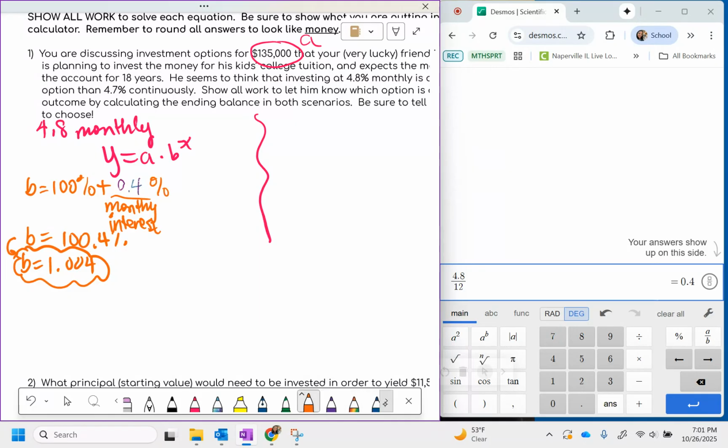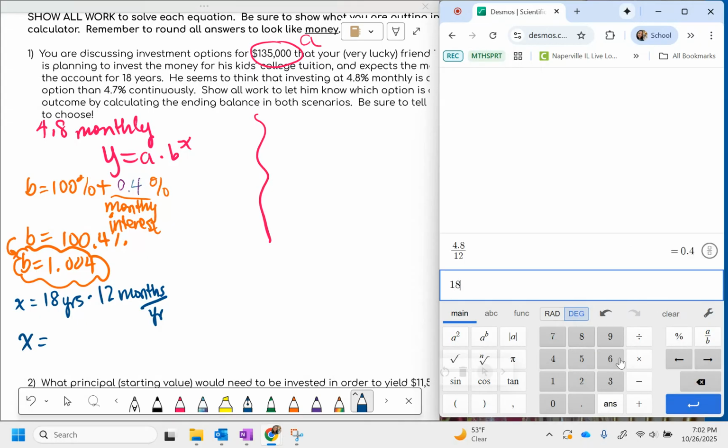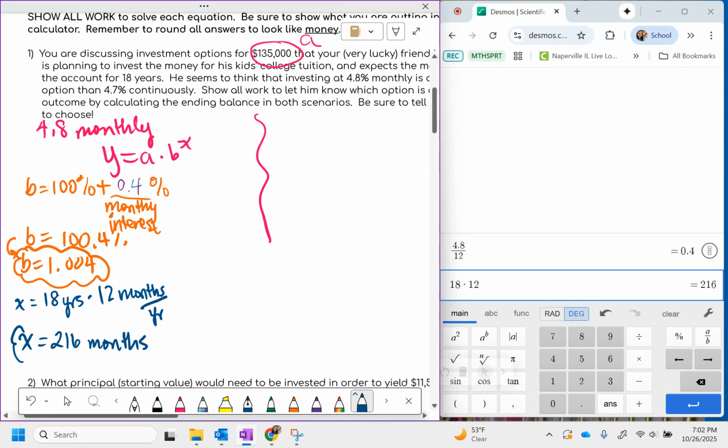And then X will be the number of times it's calculated. So it is for 18 years and it's happening 12 months per year. And so it is calculated 18 times 12 times. 18 times 12, so 216 times. So for 216 months, this interest is calculated. And so we want to know what the ending value is for that.